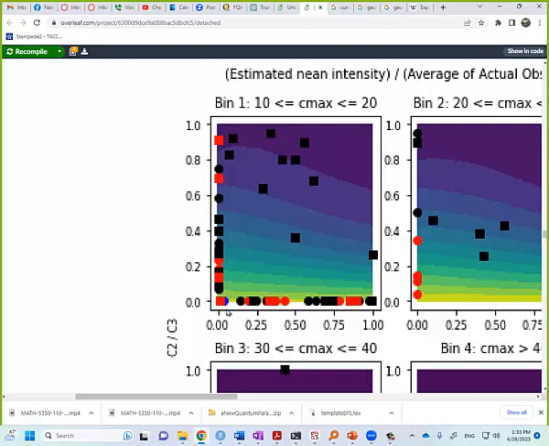So this here is that proportion: lowest count divided by middle count. And this one is the middle divided by the highest. We could do lowest divided by highest, but I think this is probably better.